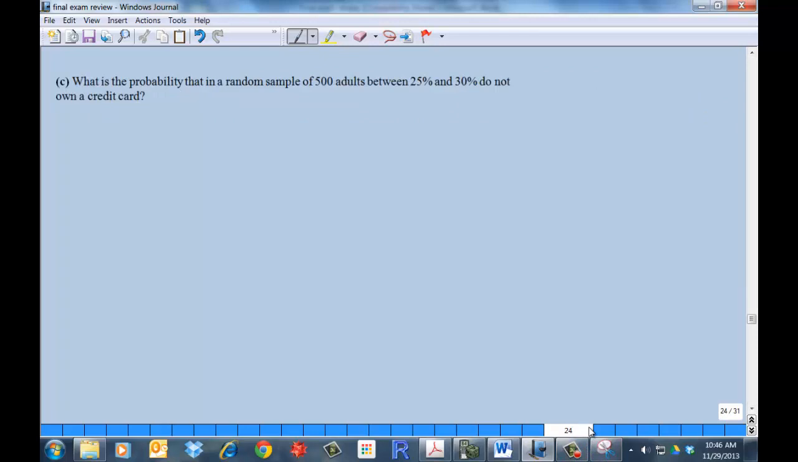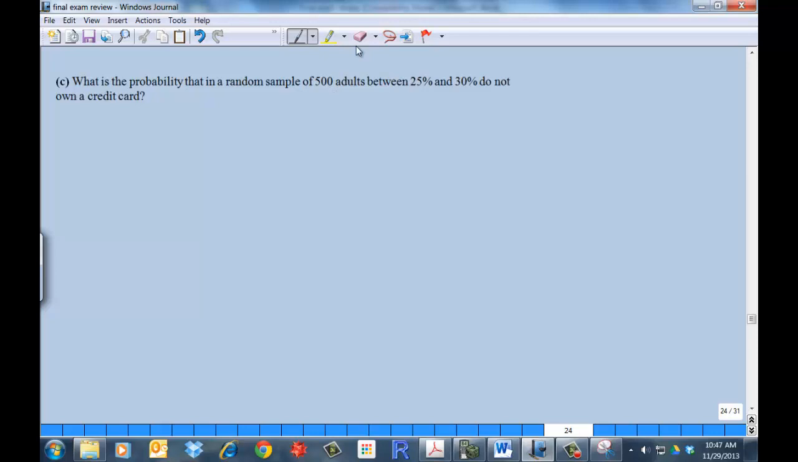What is the probability that in a random sample of 500 adults, between 25 and 30% do not own a credit card? Okay, so you want to pay attention to the sample size. If the sample size is the same, then everything is really nice because we can use the same distribution that we used before, with the mean of 0.29 and standard deviation of 0.0203. If the sample size changes, then our entire distribution changes. So you want to pay close attention to that.